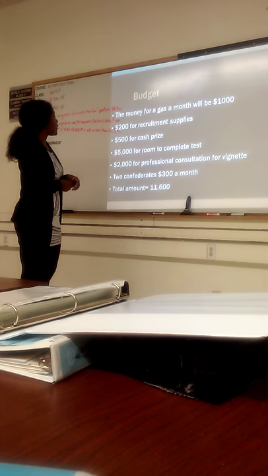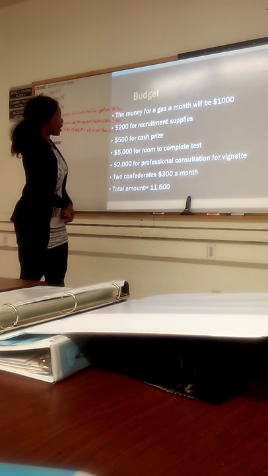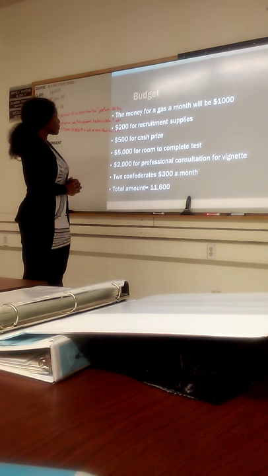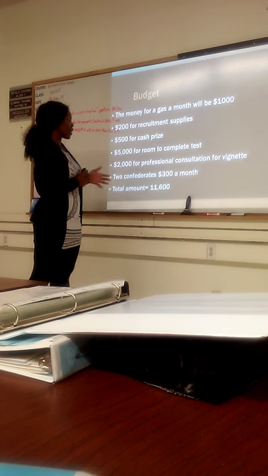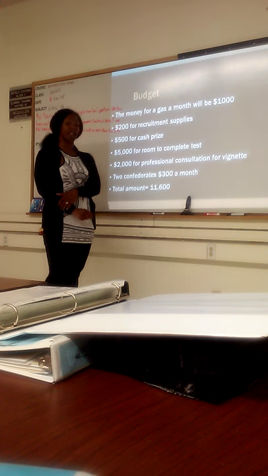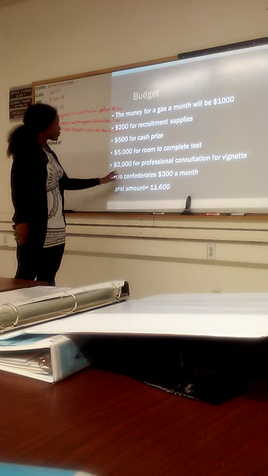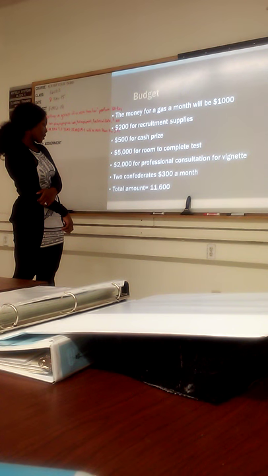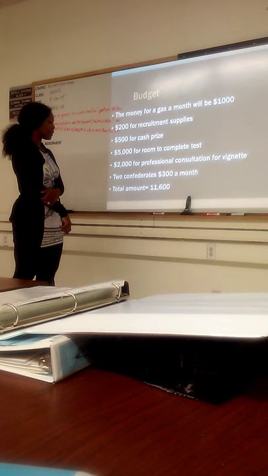My budget: the money for gas a month will be $1,000. I have two research assistants, so half of that will be split between both of them. $200 for recruitment supplies for when I go to different conferences to get people. I need $500 for the cash prize, $5,000 for a room to complete the test, $2,000 for professional consultation for the IAT, and two confederates, so I'm going to need $300 a month for that, with the total amount being $11,600.